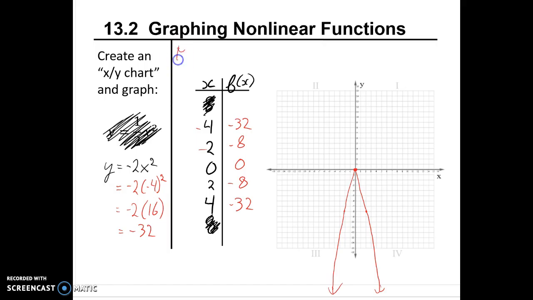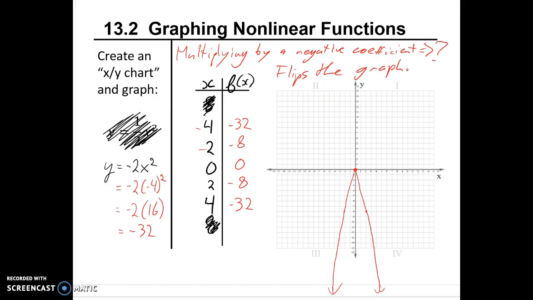And there we go. So multiplying by a negative coefficient does what? It flips the graph.